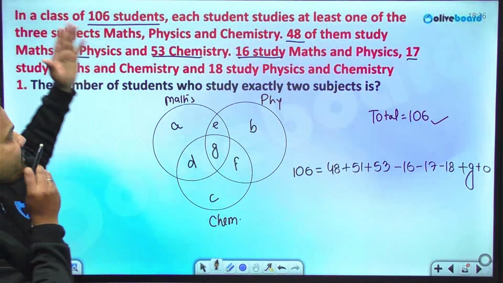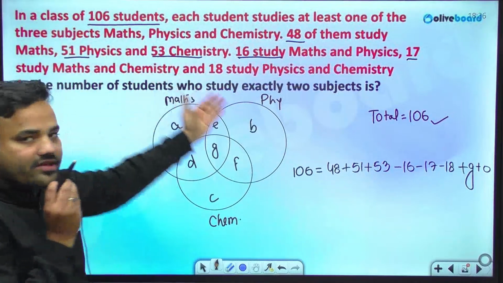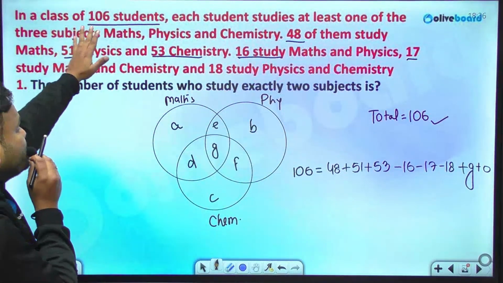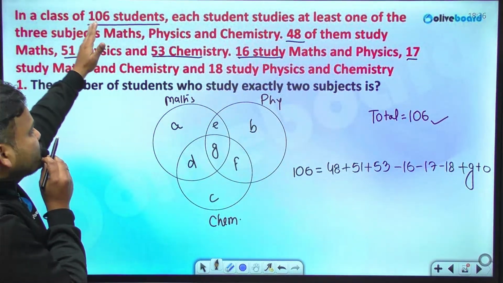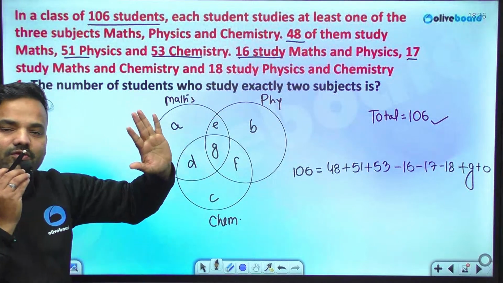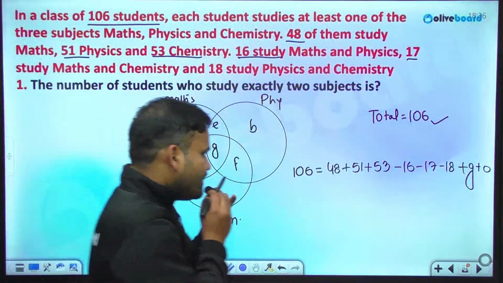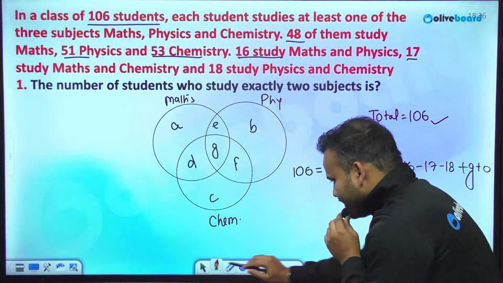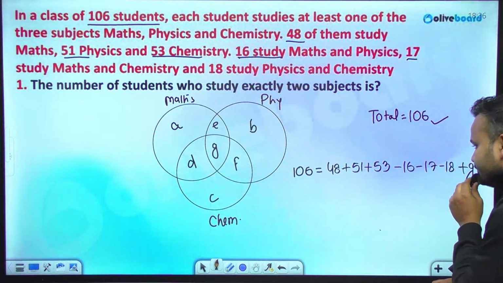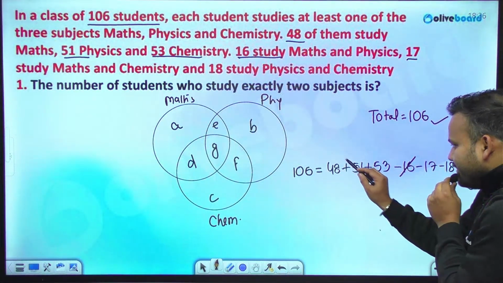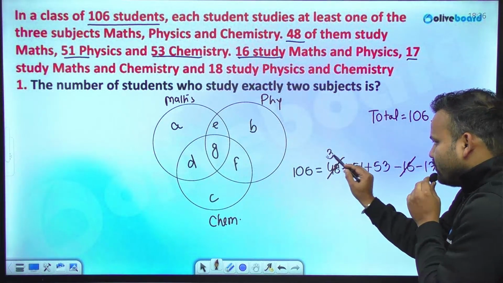If, suppose, in a set theory question there are 106 students who are studying these subjects, and there are 10 students who are not studying any of these subjects, you would write 10 over here. Now this is the entire data. We need to eliminate this. How are we eliminating? See, minus 16 will eliminate 48 and you will get 32 over here.